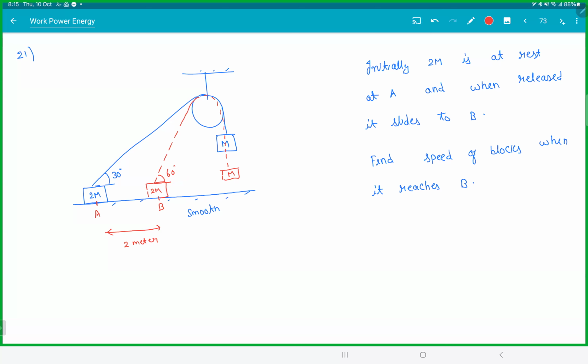Try. I'll give you a minute more. First, find that x. How much did that block m come down when it goes from A to B? A to B length is 2 meters. (40√3). This is the speed of m. Okay.